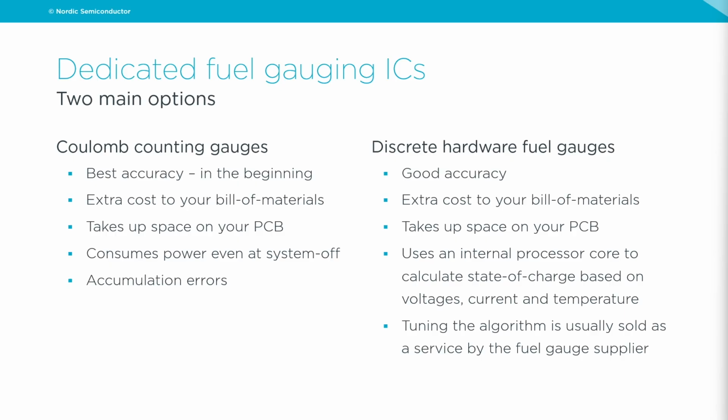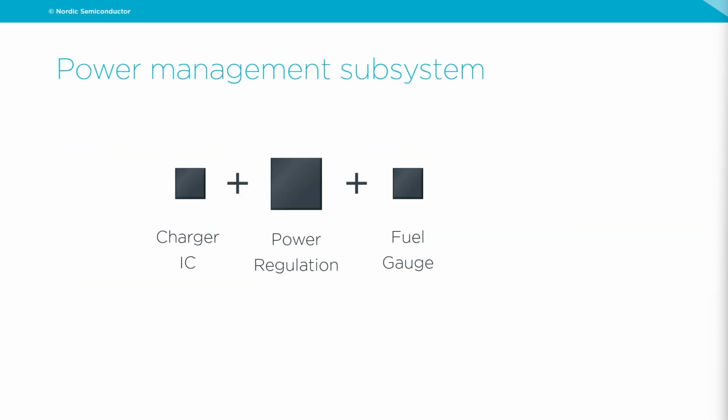So in a full system and power management application, you will have a power management subsystem that looks a little bit like this. You have a dedicated charger IC that charges the battery. Then you have power regulation that makes sure that the sensitive components get the right voltages. And then you have the fuel gauge chip. Let's say this is a hardware, algorithm-based fuel gauge for now. And it happens that you can get all of these with just one component if you use the NPM1300 PMIC. We thought that this all could fit in one package, and we have made them into one component.